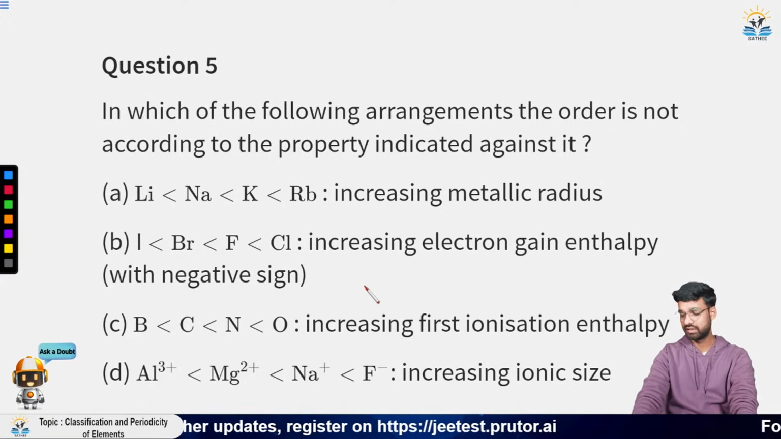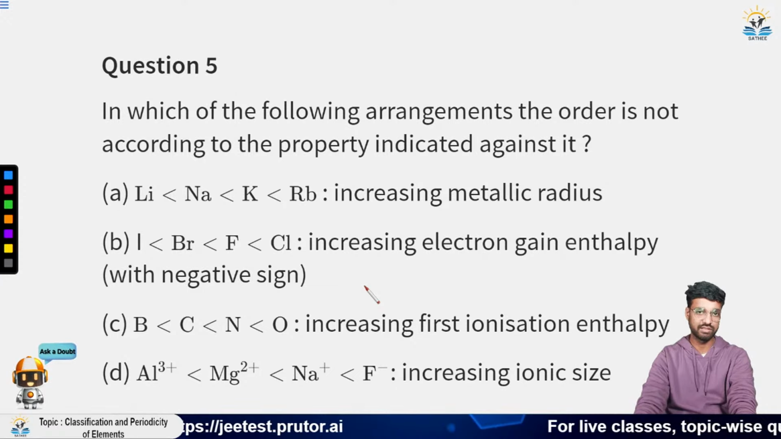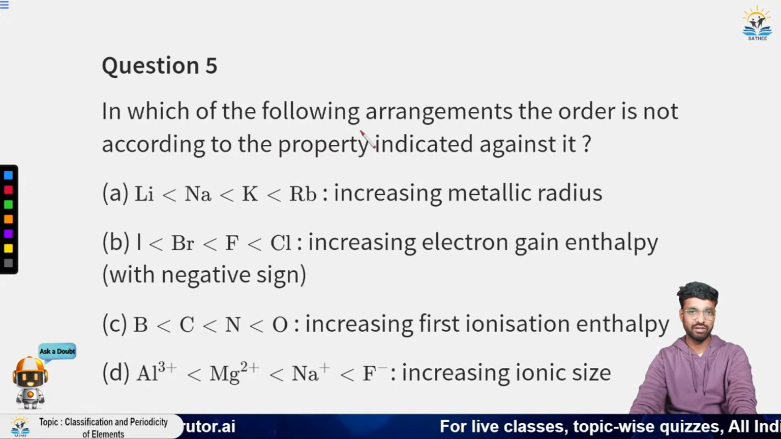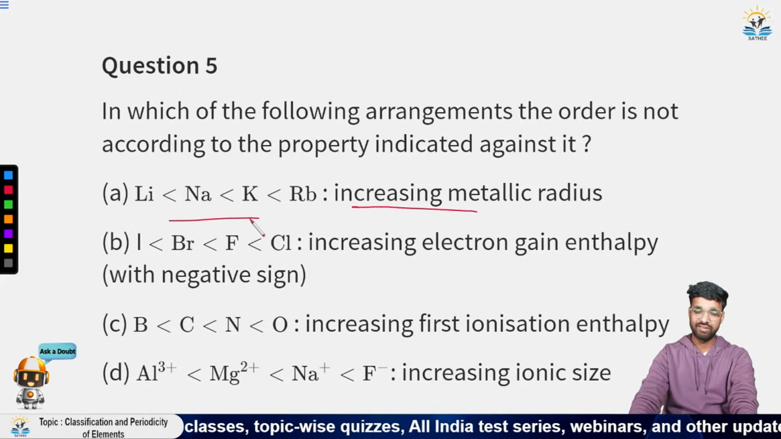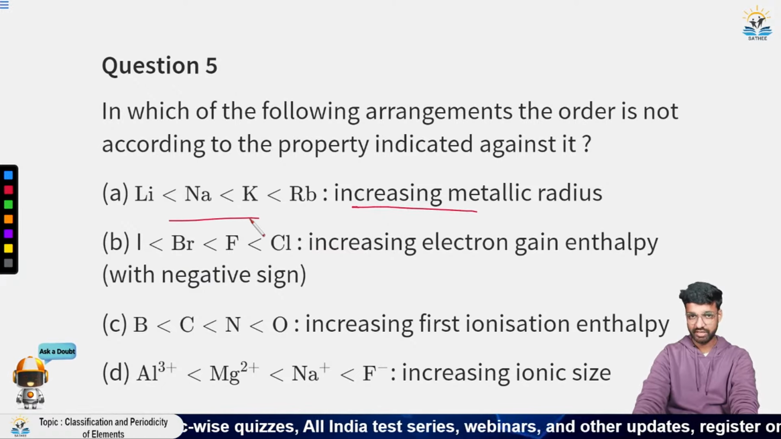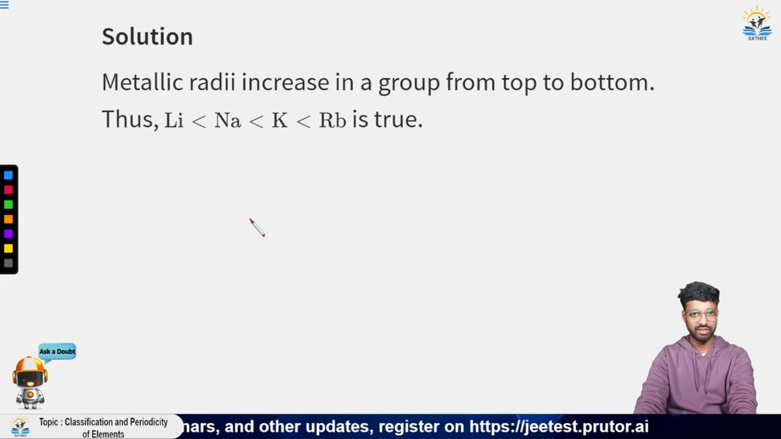After that, you will just see the questions 6, 7, 8, 9, 10, and then we will end this lecture. In which of the following arrangements is the order not according to the property indicated? Increasing metallic radius, we know the trend. I have given you a schematic diagram, and you can refer to it and solve all of these problems very easily.